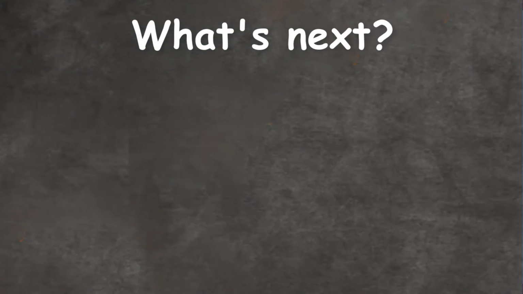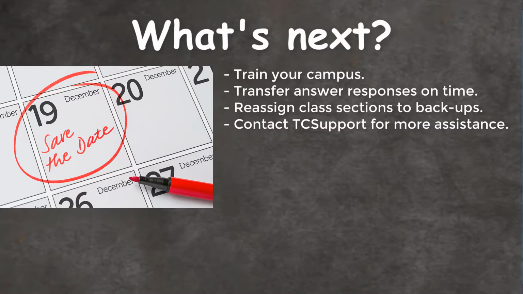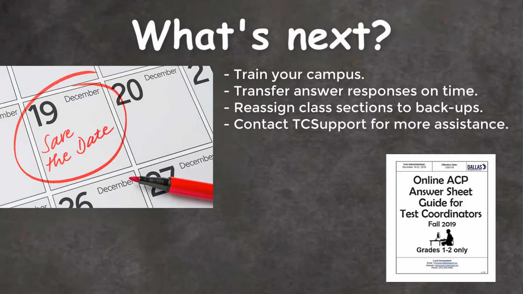So in closing, remember to set a target date for your campus to finish. Check periodically and make sure that all students have a completed status. And if it works out that you actually have to enter the answer responses for a class section, you have to reassign the testing roster to yourself. Exit the test coordinator menu and then log back in as a test administrator in order to access the online answer sheet.